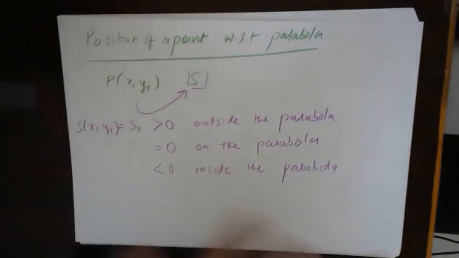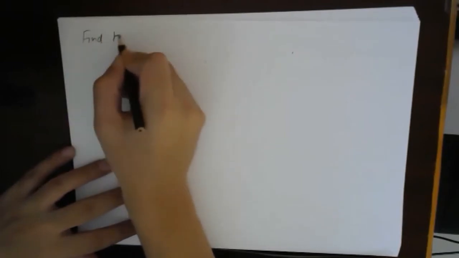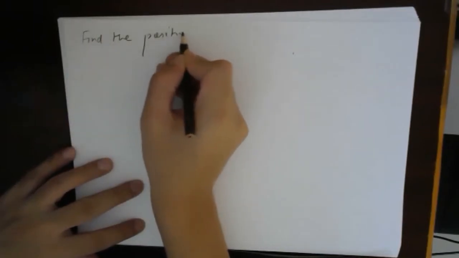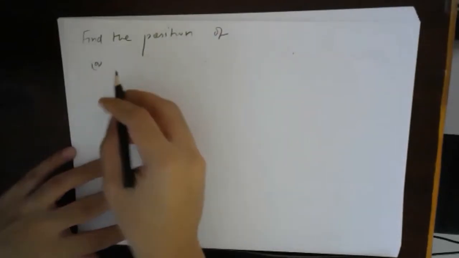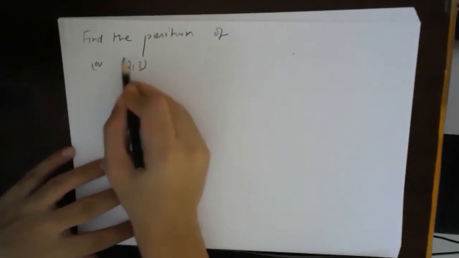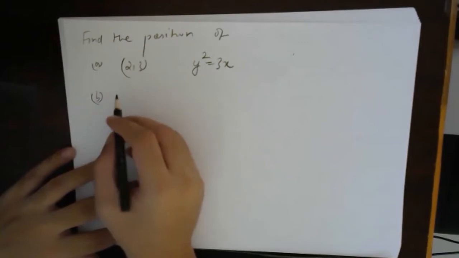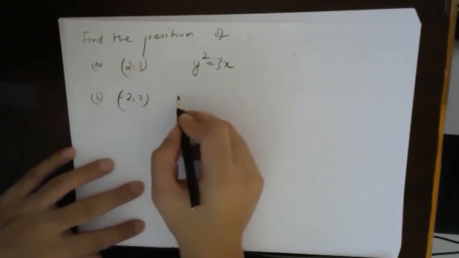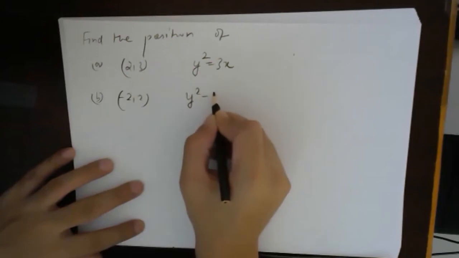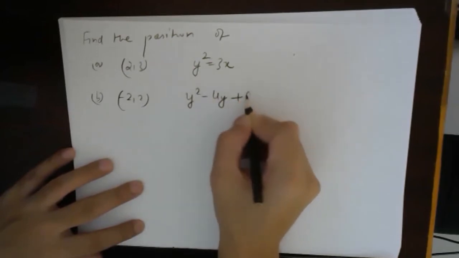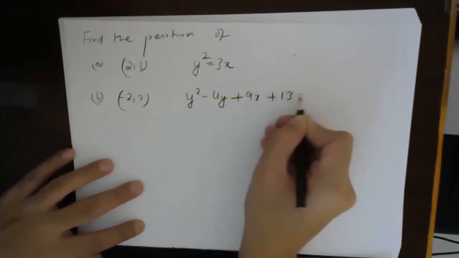Okay, simple enough, very basic. You must have done this before also, right? So I'll give you one question based on this. Find the position of the point. First question: the point given is (2, 3), and the parabola given is y squared equals 3x. The second question: the point given is (-2, 2), and the parabola given is y squared minus 4y plus 9x plus 13 equals 0.